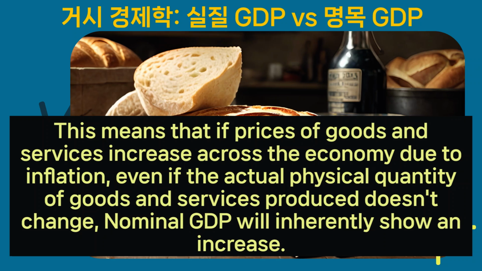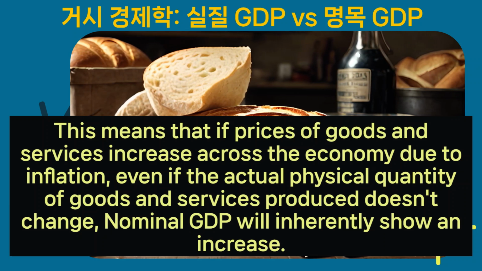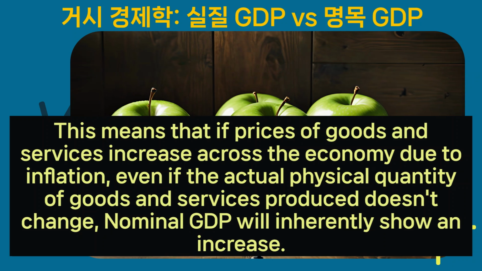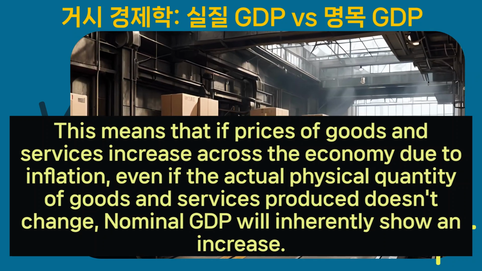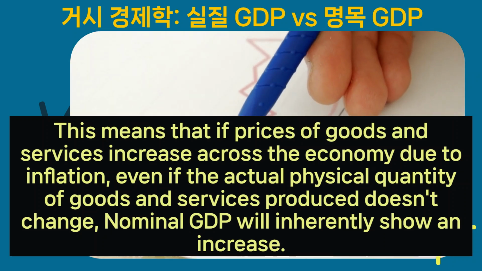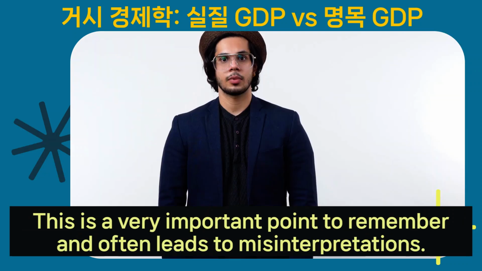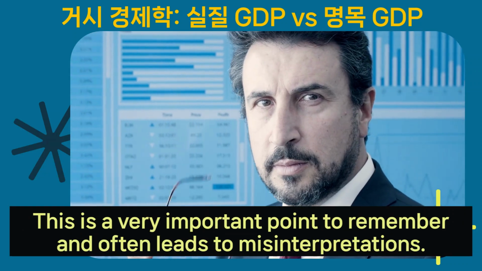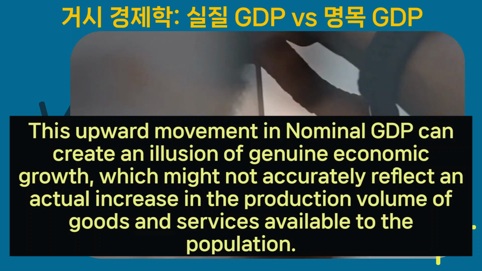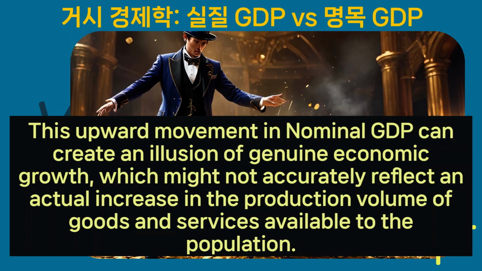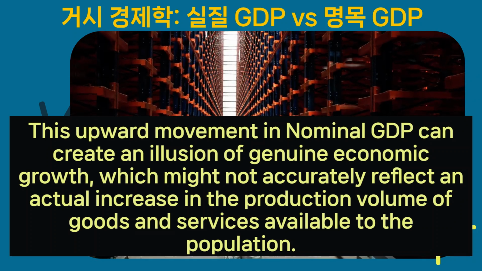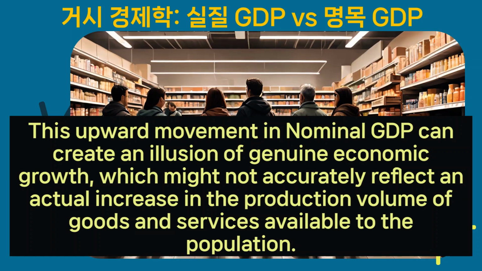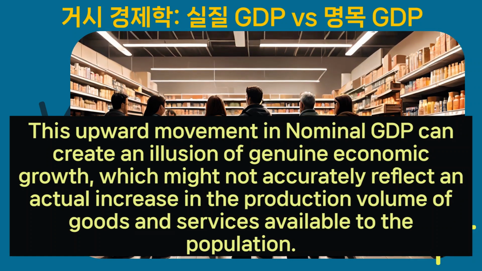This means that if prices of goods and services increase across the economy due to inflation, even if the actual physical quantity of goods and services produced doesn't change, nominal GDP will inherently show an increase. This is a very important point to remember and often leads to misinterpretations. This upward movement in nominal GDP can create an illusion of genuine economic growth, which might not accurately reflect an actual increase in the production volume of goods and services available to the population.